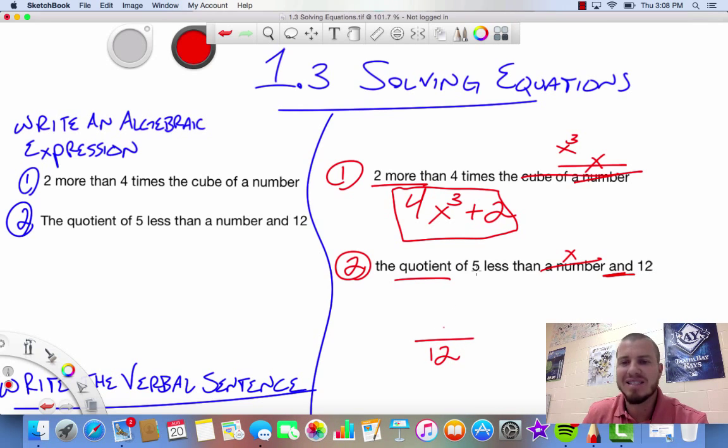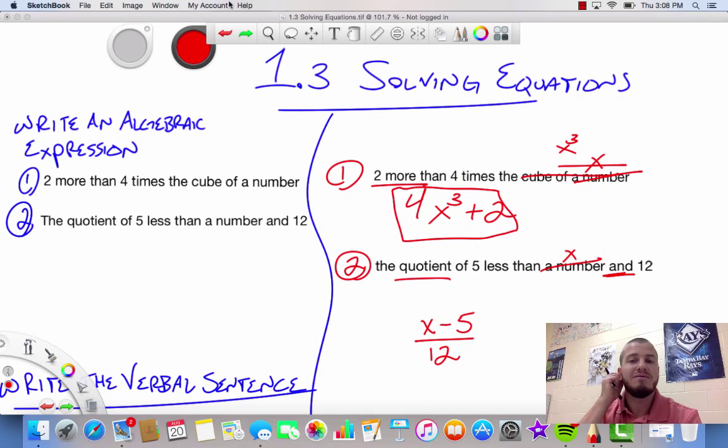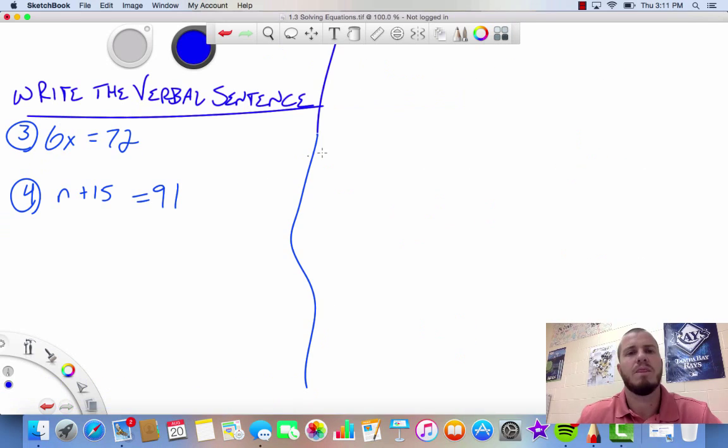5 less than x is not 5 minus x. If you're taking 5 away from x, that would be x minus 5. That would be 5 less than the number x. So that's one mistake too, because the 5 comes first in the words. A lot of people do 5 minus x. But if you pay attention to the words, and it's saying 5 less than x, you have to take 5 away from x.